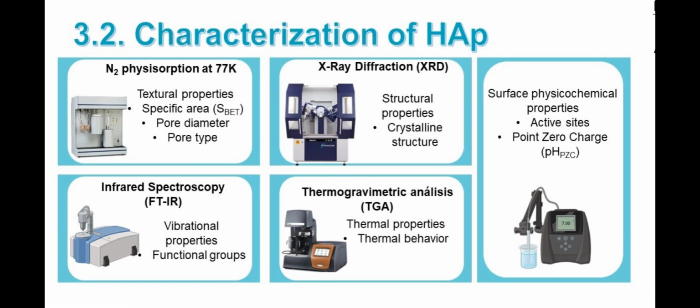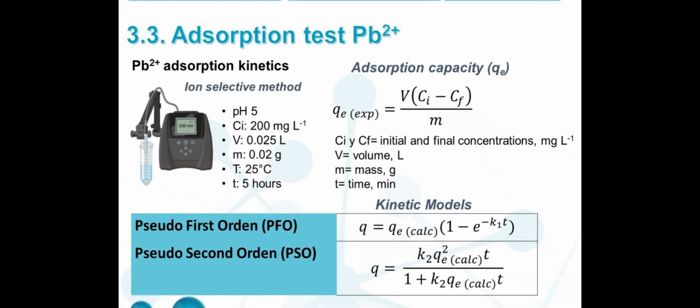Each material was characterized as follows: specific surface area and porosity by nitrogen physisorption, crystalline structure by X-ray diffraction, XRD, functional groups by infrared spectroscopy, FTIR, thermal stability by thermogravimetric analysis, TGA, surface acid and basic site concentration by titration, and point of zero charge according to the Medellin-Castillo method, 2007. Finally, Pb²⁺ adsorption tests in water were performed using 5-hour kinetics, evaluating concentration over time and fitting the data to first and second-order kinetic models.